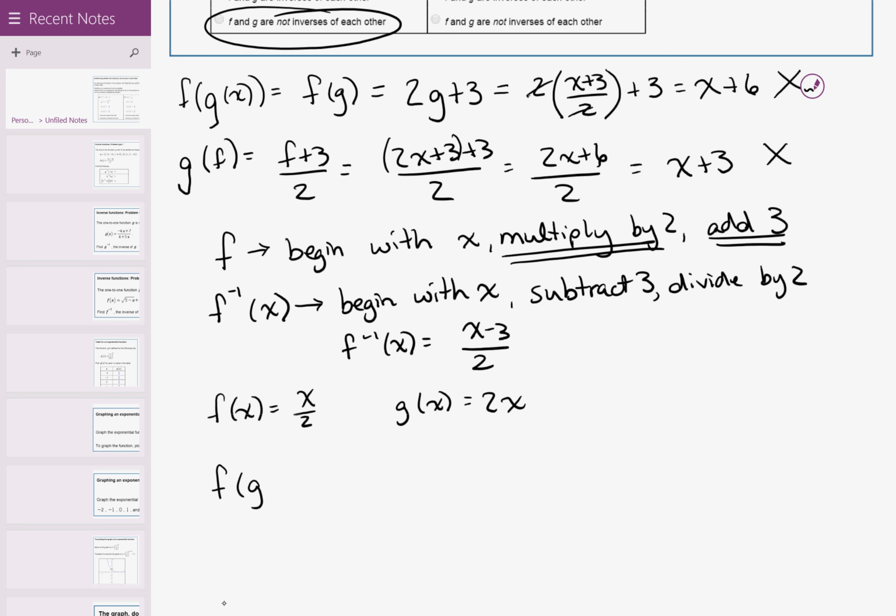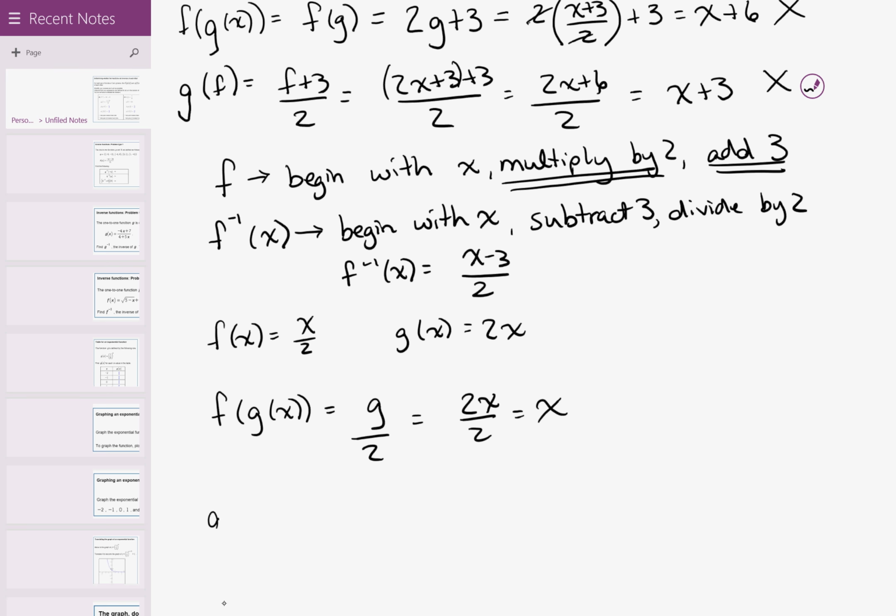So f of g of x is, well, let me see. It's just g over 2, right? That's 2x over 2, which is x. g of f of x is 2 times x over 2, and that is just x. These two are inverses.